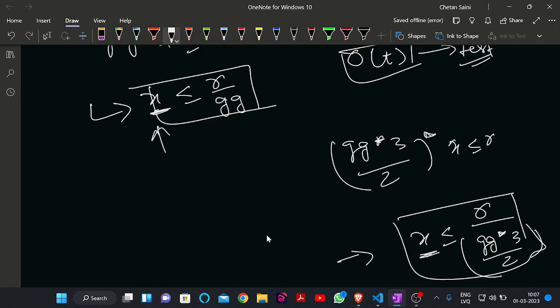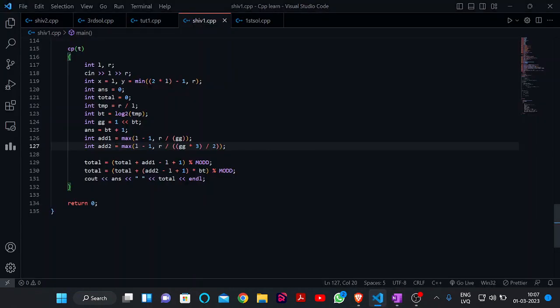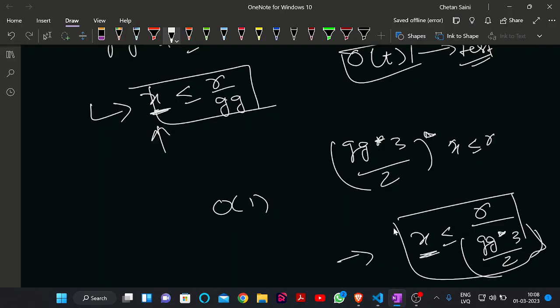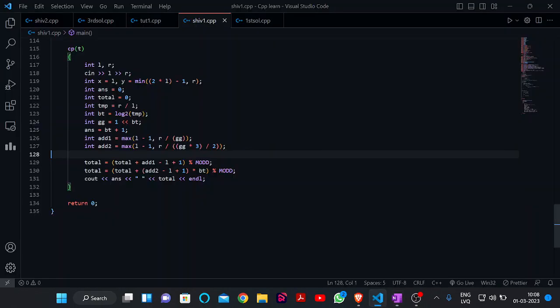So we don't have to use binary search. We can check this in O of 1. For that, we are doing R upon Gg. Okay, sorry, this is the value for x. Multiply it with 1. So I am doing that here. I am calculating add 1 with R upon Gg, and add 2 with R upon Gg into 3 by 2. That is the same as I have written here. Then in the final step I am not changing anything. Multiply with that bt, and that is our answer.